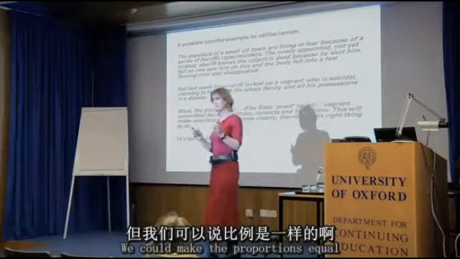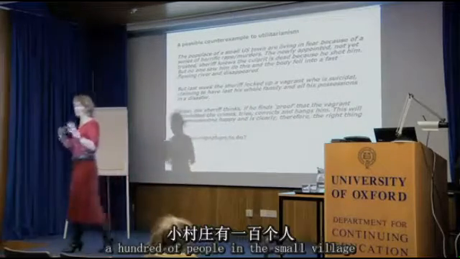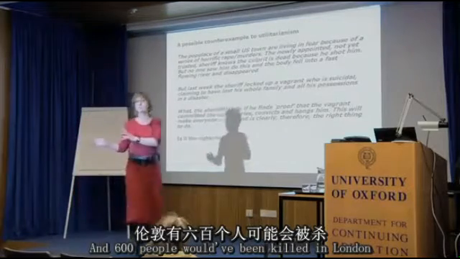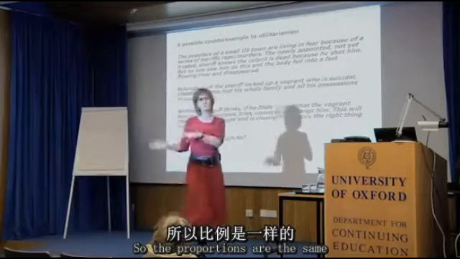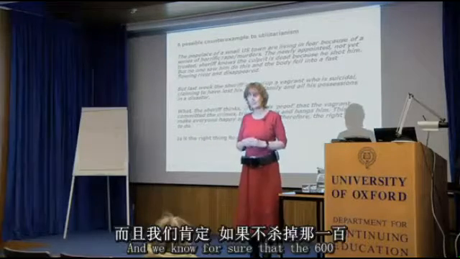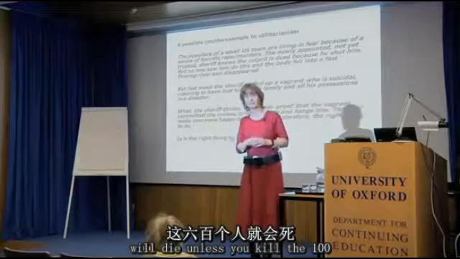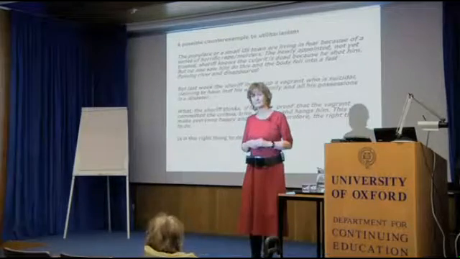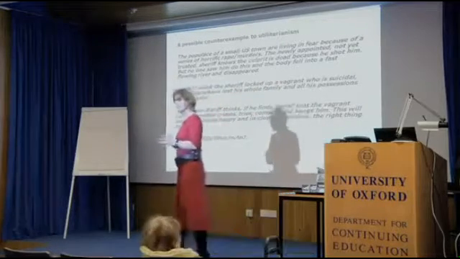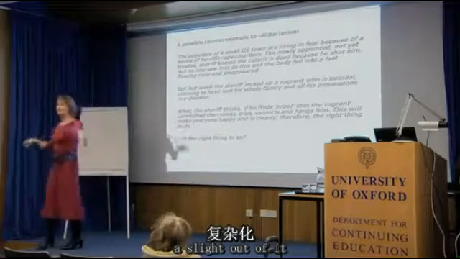We could make the proportions equal. Here it's 1 to 6. So let's say there are 100 people in the small village and 600 people who would have been killed in London. So the proportions are the same. And we know for sure that the 600 will die unless you kill the 100. Does that change your mind? Well, no, let's leave complications like that out of it.